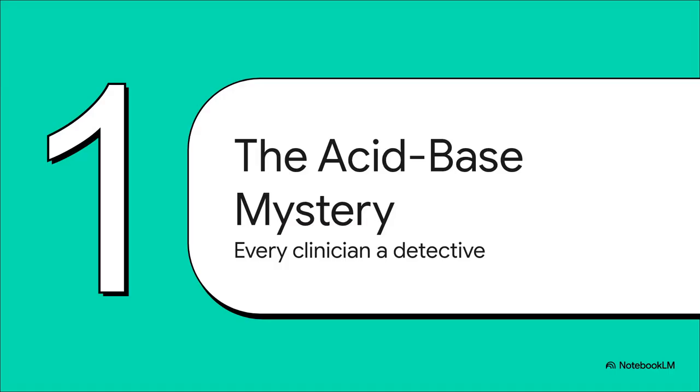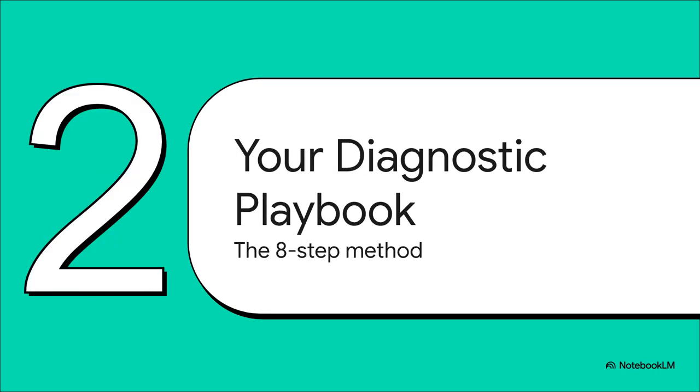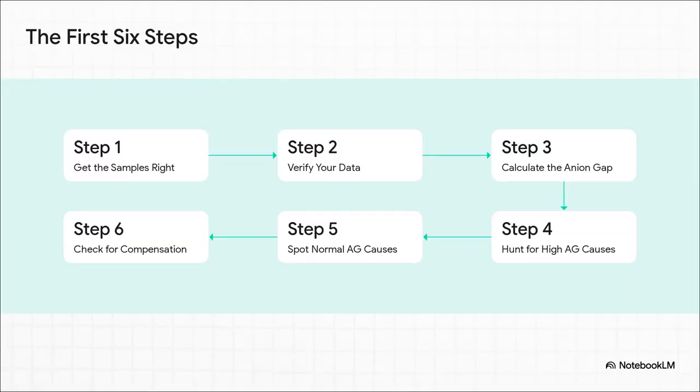So we're going to put on our detective hats. From here on out, those lab values, they're our clues. The patient, that's our case. And the diagnosis, well, that's us solving the mystery. And you know, every good detective needs a playbook. This is ours. It's an 8-step method that's going to guide you from that first confusing page of data to a final confident diagnosis. So here's a quick look at the first 6 steps.